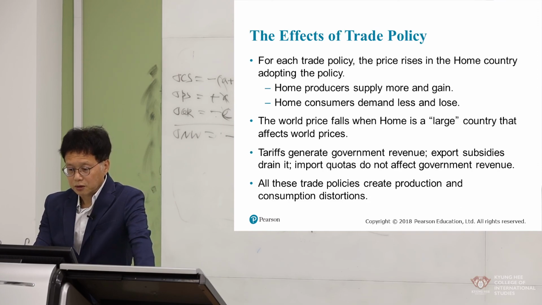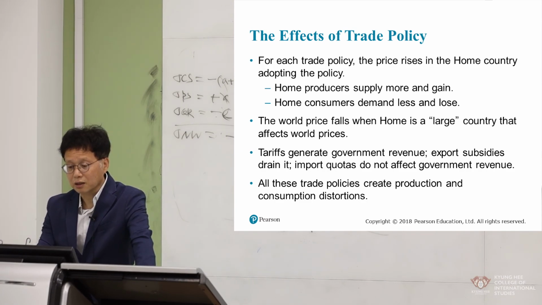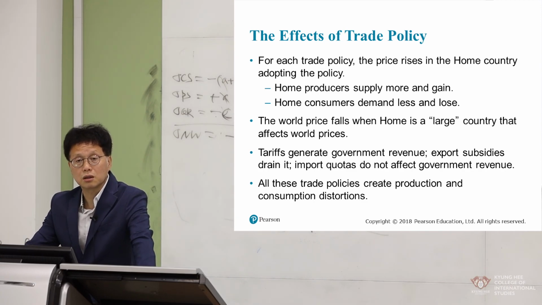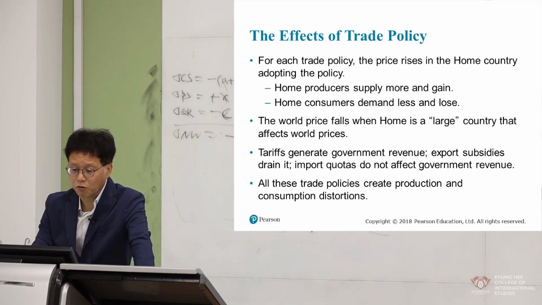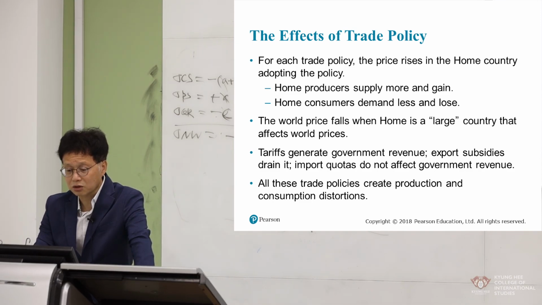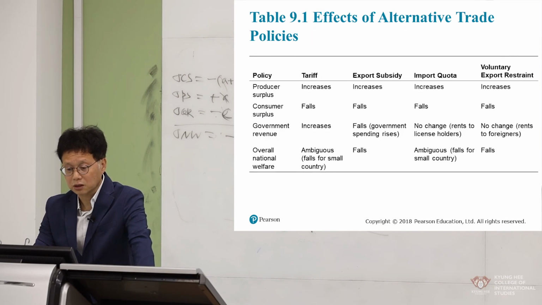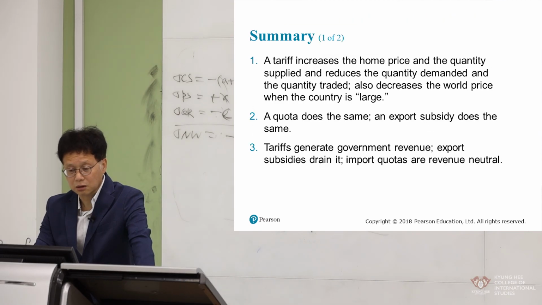The effects of trade policy. For each trade policy, the price rises in the country adopting the policy. Home producers supply more and gain. Inefficient domestic producers are winners. Consumers are losers. This holds for all types of protectionist policy, from tariffs to bureaucratic regulation. The world price falls when the home country is a large country that affects world prices. Tariffs generate government revenue, export subsidies drain it, right? Import quotas do not affect government revenue. All these trade policies create production and consumption distortions. Okay? The others are just summary.